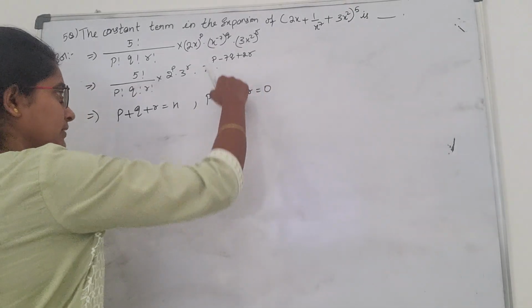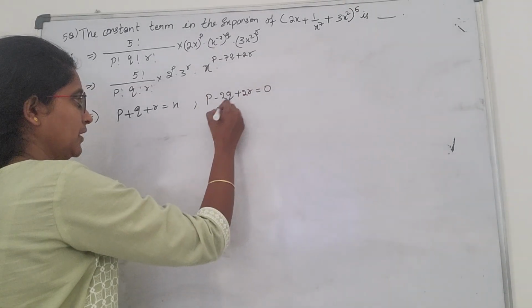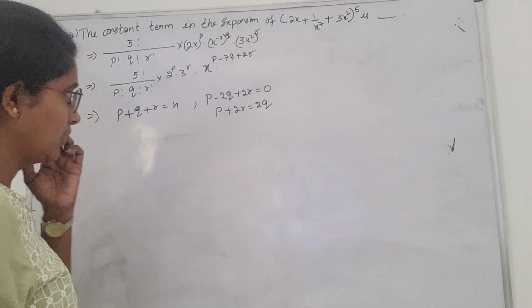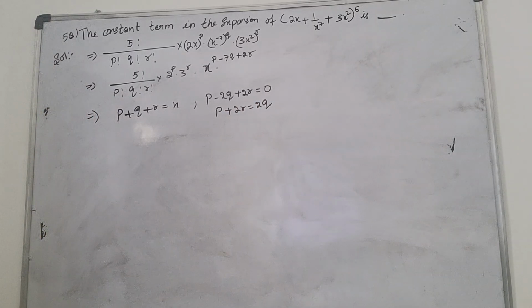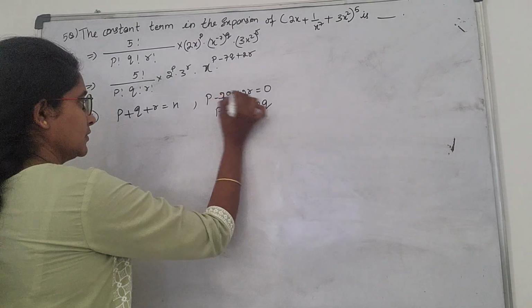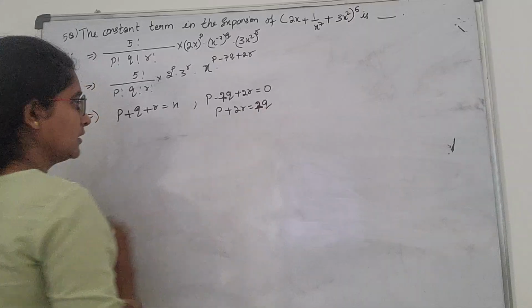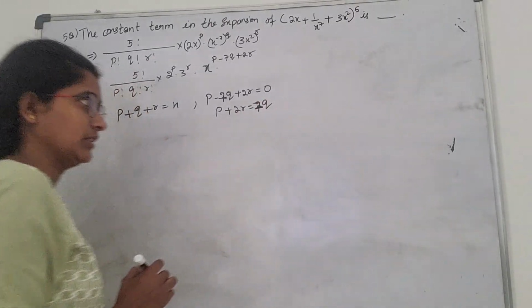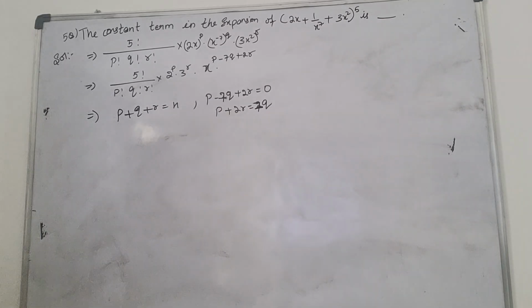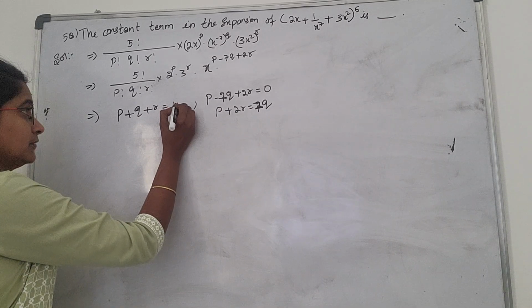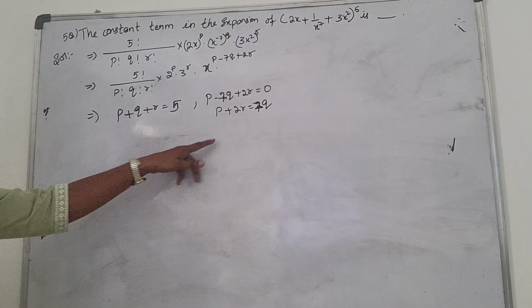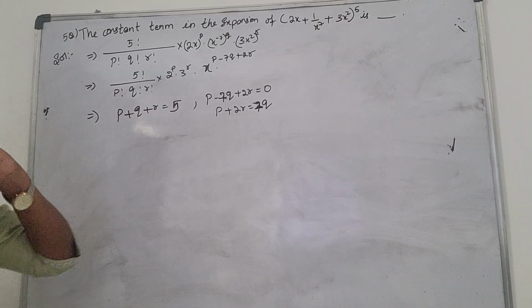If I send this negative term to that side, p plus 2r is equal to 7q. I think this is not 2, this is 7. Now what is n here? Here it is 5. Now I need to compare both of these and find the value of p, q, r.